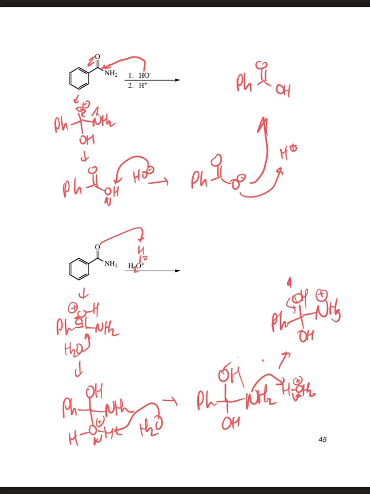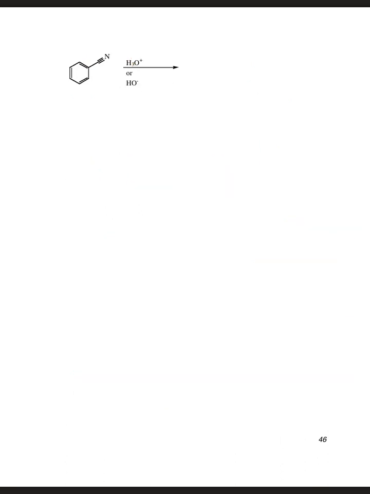Reform carbonyl, kicking out nitrogen. That gets us to the protonated carbonyl. And then we have our NH3, which grabs the extra hydrogen. And we get to our carboxylic acid. And then the last one with either acid or base with the nitrile.